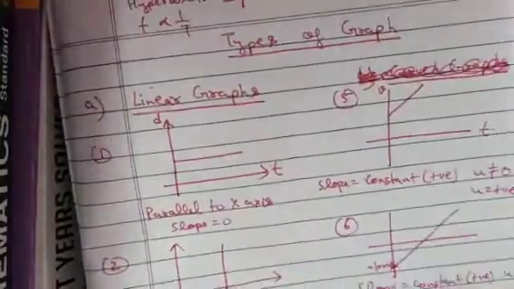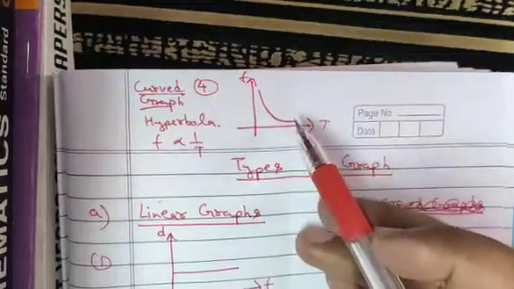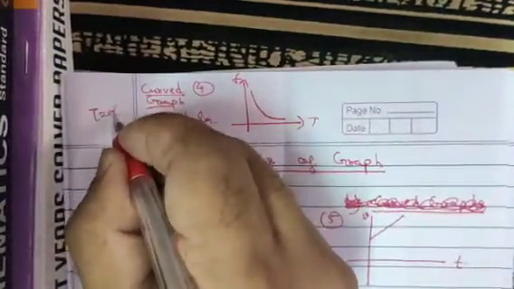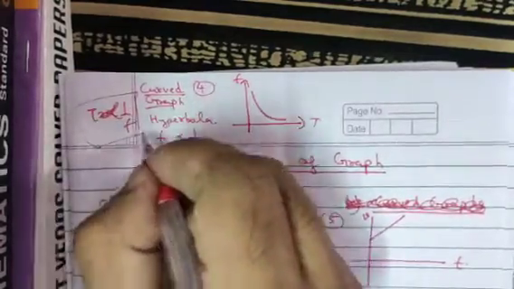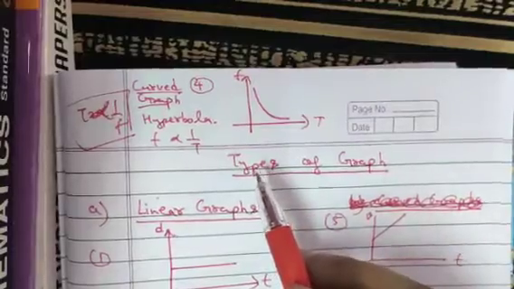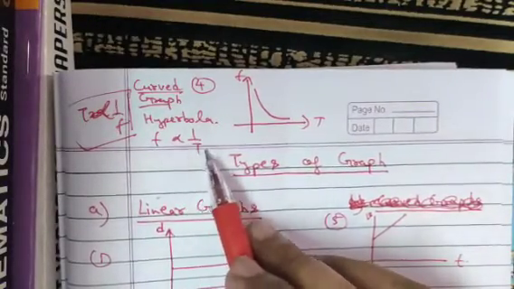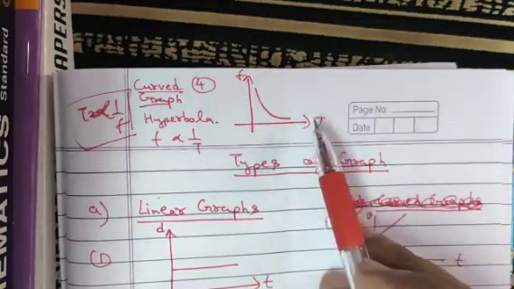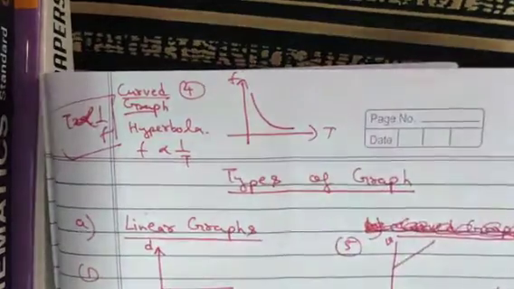Next type of graph is a hyperbolic graph. Hyperbolic graph, for example, time period is inversely proportional to the frequency. For such an inverse relationship between two physical quantities, a hyperbolic graph is drawn. Although other types of graph are also there, mostly these types of graph you will be studying in physics.